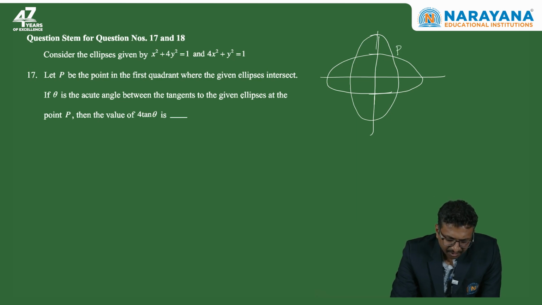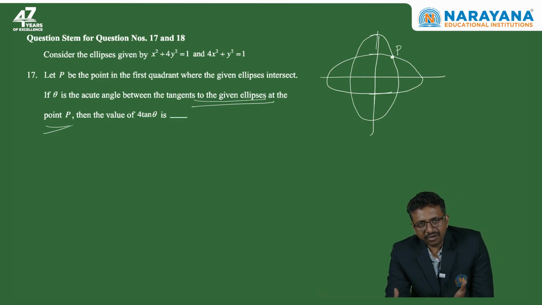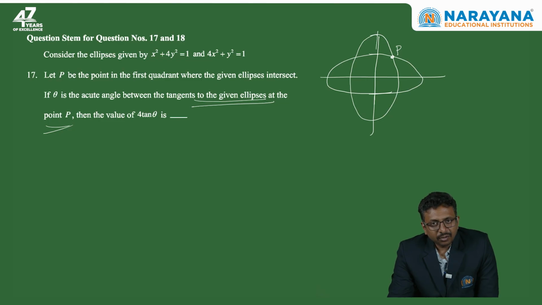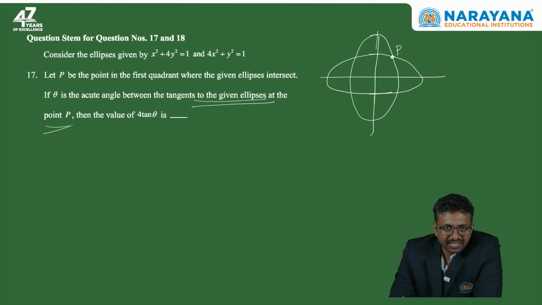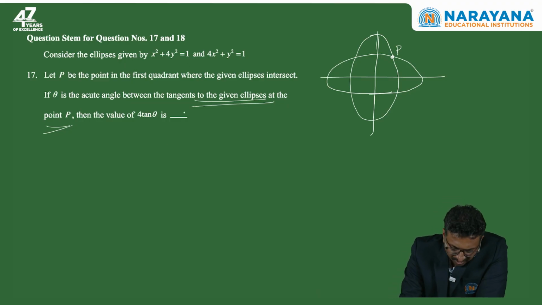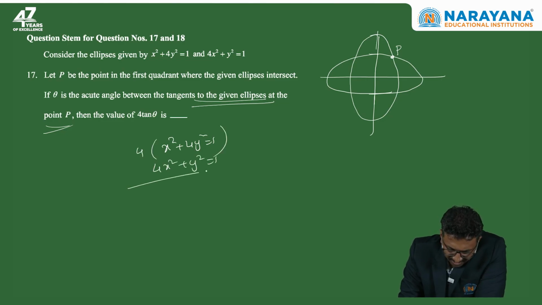So theta is the acute angle between the tangents to the given ellipse at P. So you just have to find the point of intersection and then go for the differentiations, and you use tan theta equal to (m2 minus m1) by (1 plus m1 m2). To find the point of intersection, x square plus 4y square is equal to 1, 4x square plus y square is equal to 1. You multiply this with 4, subtract it, 16 minus 1, 15, y square is equal to 3.